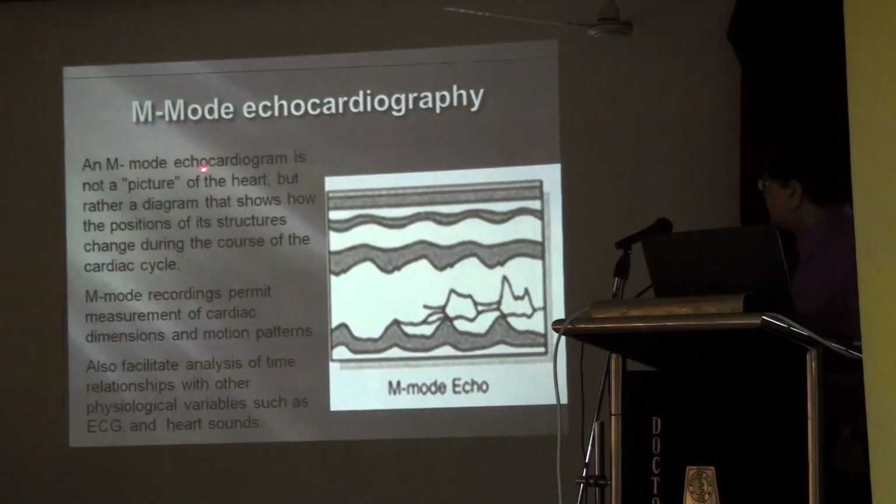So M mode echo is basically not a picture, rather it is a diagram. You see, this is your IVS, interventricular septum, and this is the posterior wall, the free LV wall motion. And this is the mitral wave, the M pattern of the anterior mitral leaflet and posterior mitral leaflet motion. When we are seeing the diagram, suppose it becomes completely flat, it means there is a wall motion abnormality. This way you calculate the M mode.